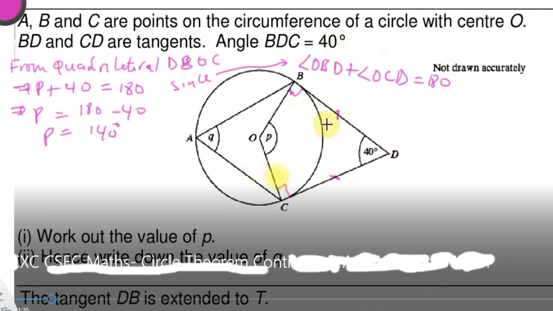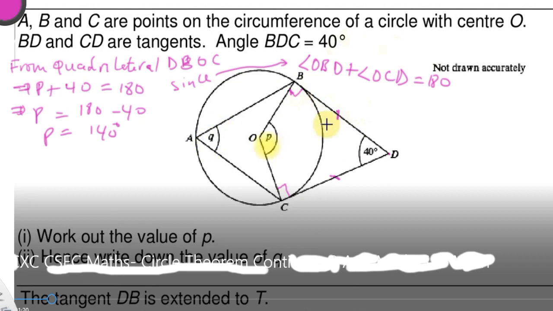When we are talking about theorems that are present, I didn't mention that there's another theorem apart from the two tangents which are equal in length. This angle P is formed by this same arc CB at the center, and this same arc CB is forming angle Q at the circumference.